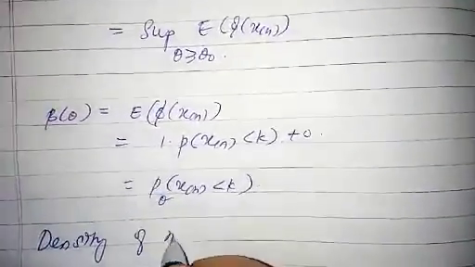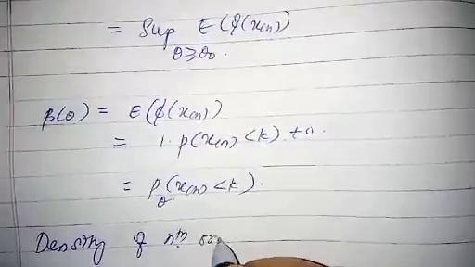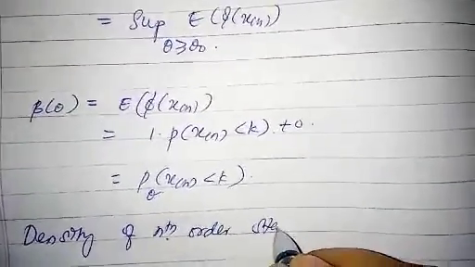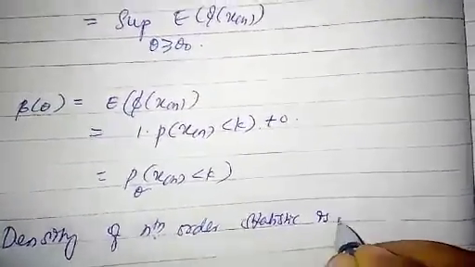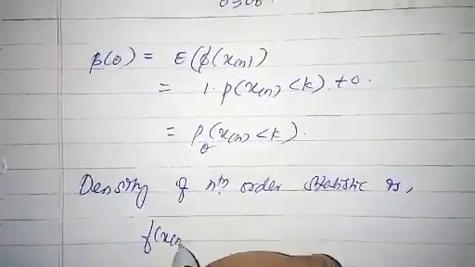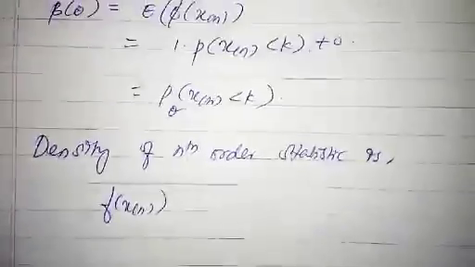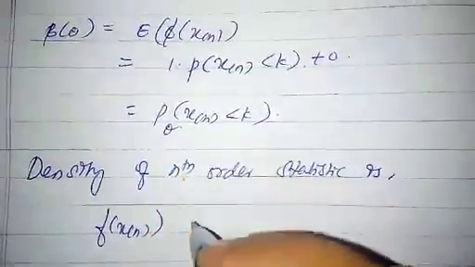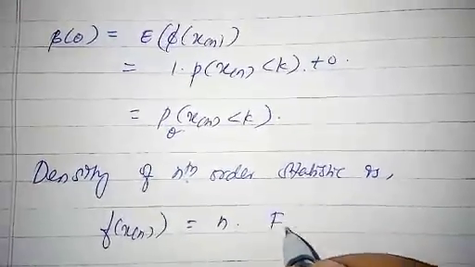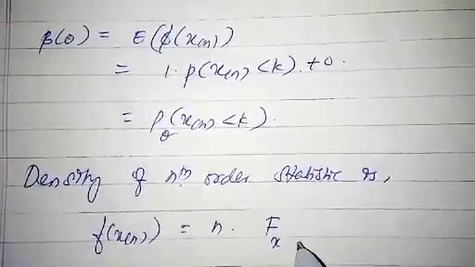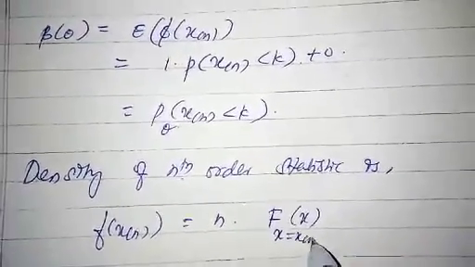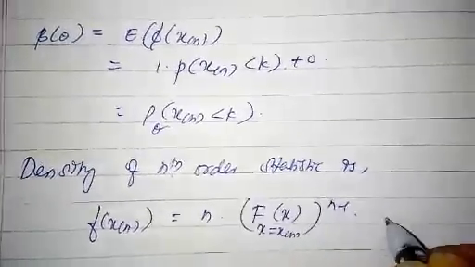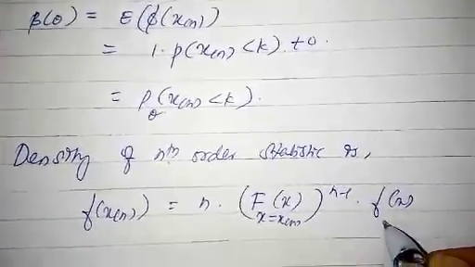Density of nth order statistic is, we know the formula for finding the density of the nth order statistic, right? That is f of xn equal to n into capital F of x, where x equal to xn, to the power n minus 1, into f of x, where x equal to xn, right?